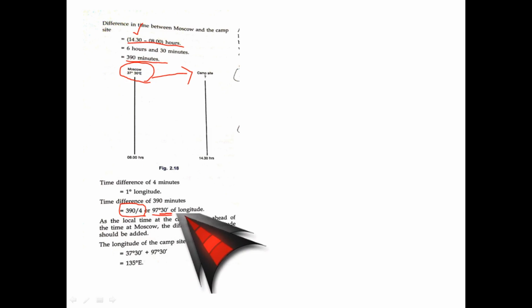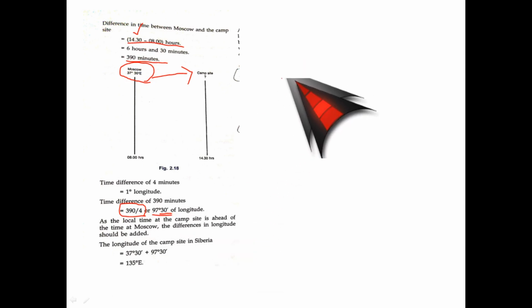So let's look at the solve part. The time difference between 14:30 and 8 hours comes to 390 minutes. As it comes to 390 minutes, we understand that the time is ahead at that location, so the longitude of the campsite will be more than 37 degrees 30 minutes. How do I get it? 390 divided by 4, I got 97 degrees 30 minutes.